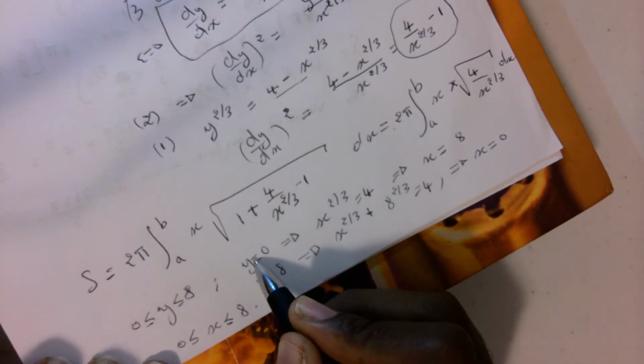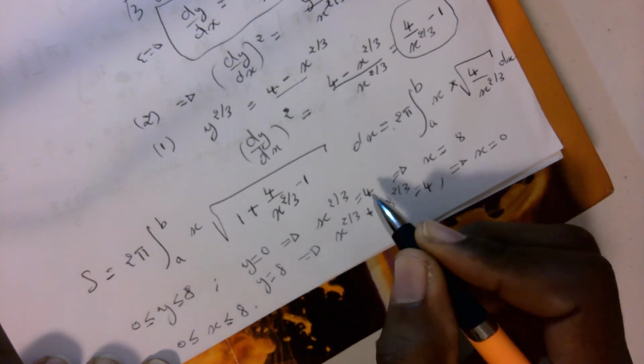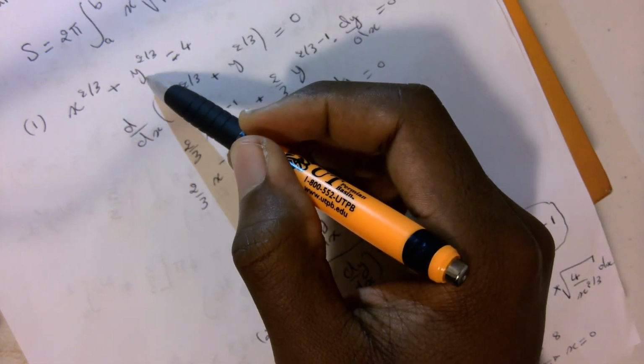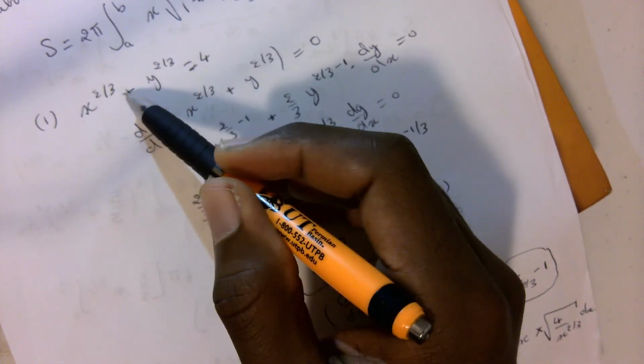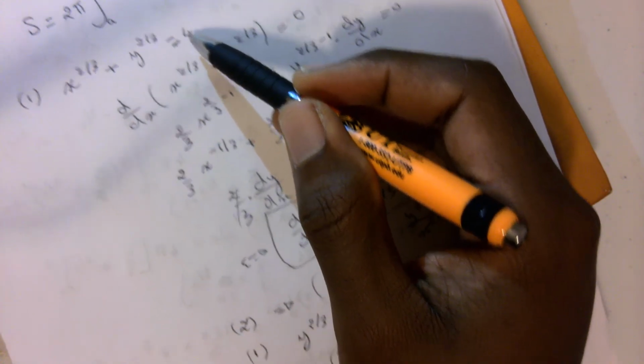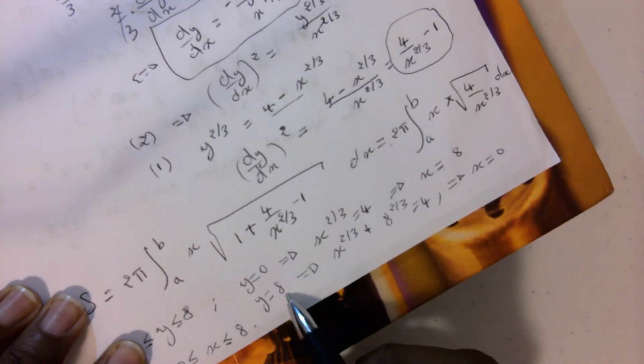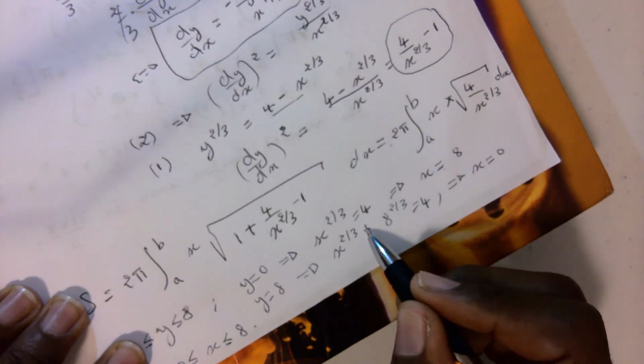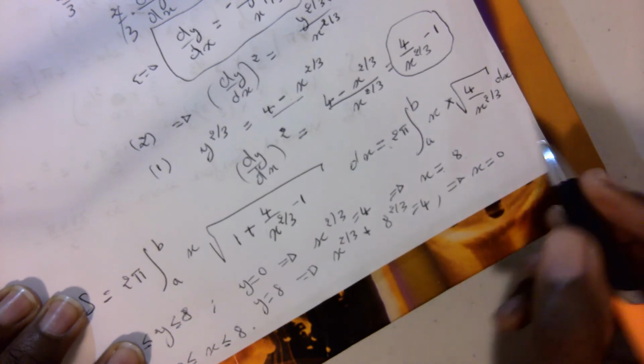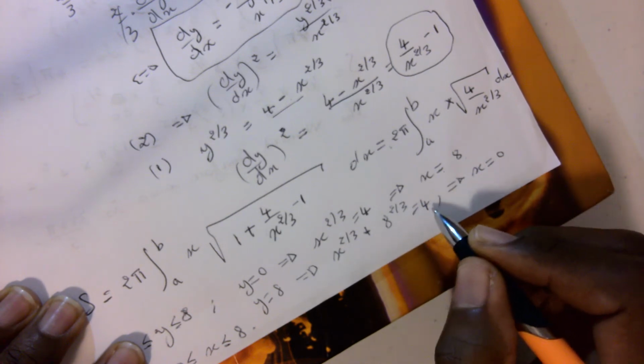But we were given that y is between 0 and 8. So we need to find the corresponding x coordinates. So y equals 0, according to equation 1, plugging in y equals 0, gives us x to the power 2/3 equals 4, which is the same thing as x equals 8. Same thing for y equals 8. This means that x to the power 2/3 plus 8 to the power 2/3 equals 4. 8 to the power 2/3 is 4, and 4 minus 4 is 0. This means x equals 0.